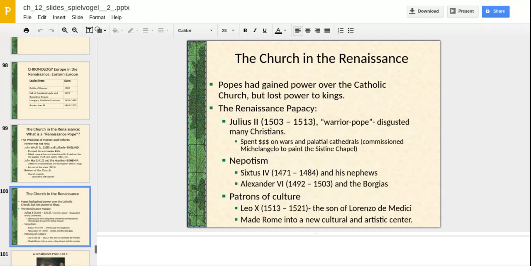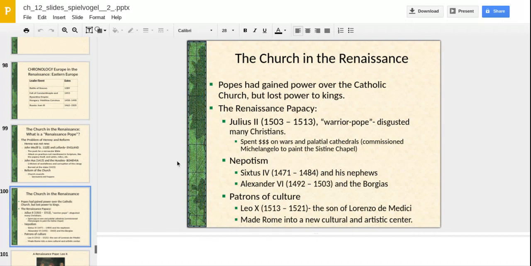Now, popes have gained power over the Catholic Church, but they lost power to the kings. So popes are almost king-like here in this time period, but they don't have as much power as, say, the King of Spain and the King of France, things like that, and King of England. The Renaissance papacies, you had Julius II, the warrior pope, which disgusted many Christians because he spent so much money on wars and palaces and cathedrals and stuff.